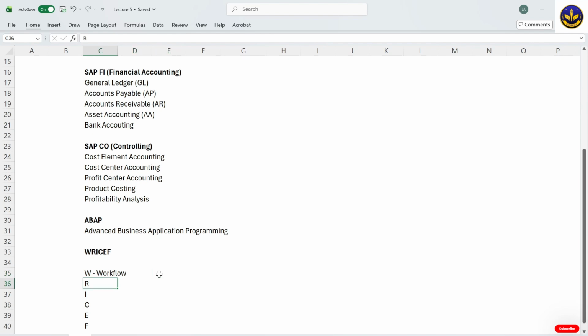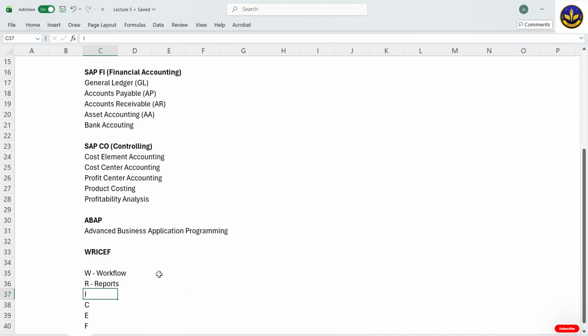Now, second is R. R stands for reports. Reports are a collection of data, or the reports are the records. There might be a requirement from the business. They want the sales report along with the credit limit available visible in that particular report. So that custom report can be developed with the help of this ABAP programming only.